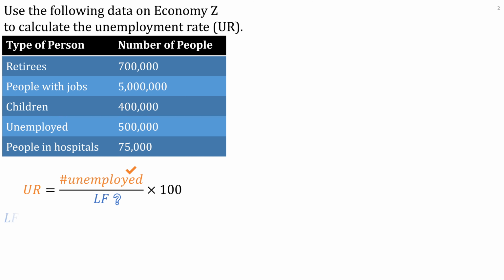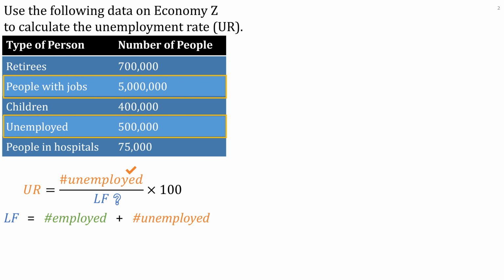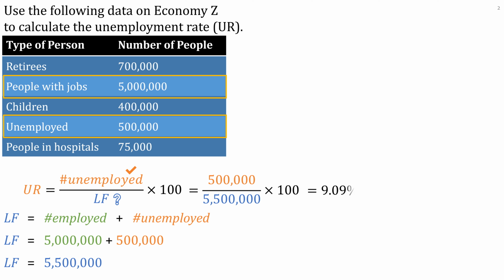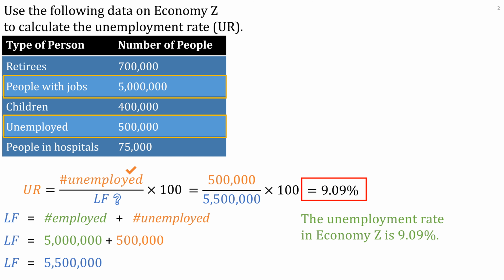So you need to use another formula. So write that down. That would be labor force equals employed plus unemployed. And we have these two numbers. So the people with jobs is the same as people employed. Plug that in, you're going to get a labor force of 5,500,000. Okay, now you can go back to your original formula, plug them in, and you're going to get 9.09, and it goes on forever, but we keep two decimal places here, and then you write a sentence of interpretation.